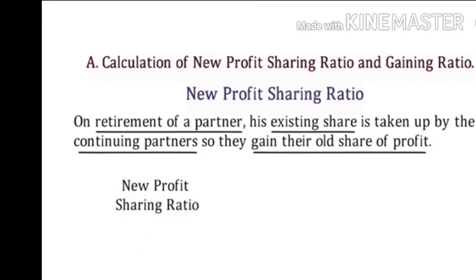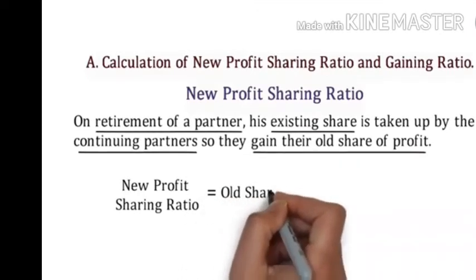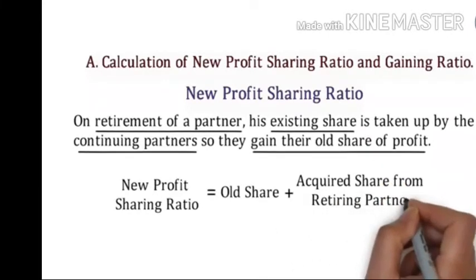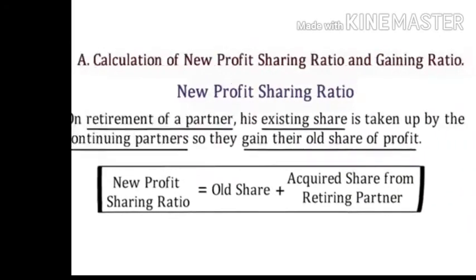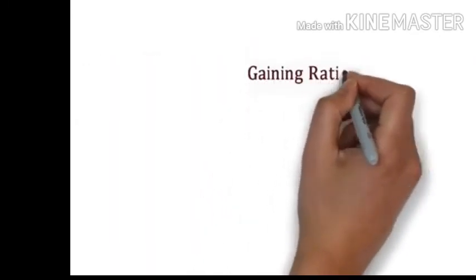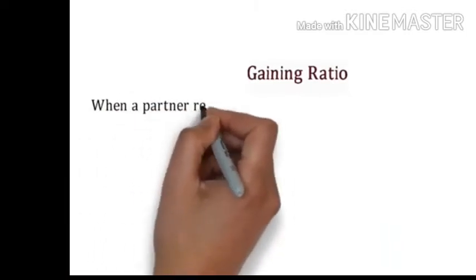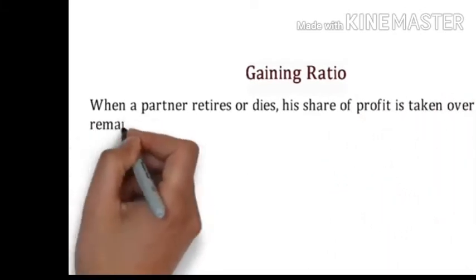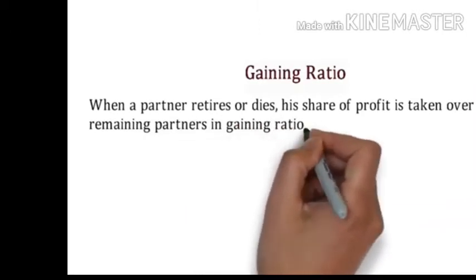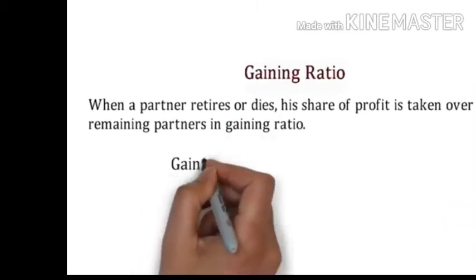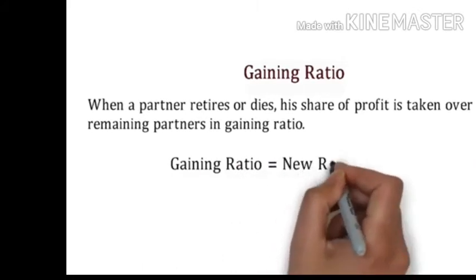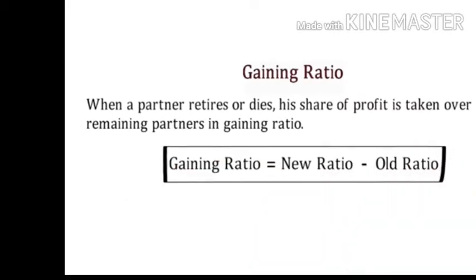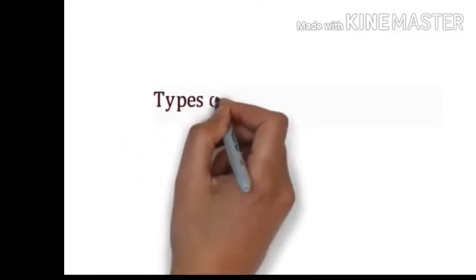So new profit sharing ratio is equal to old ratio plus acquired share from retiring partner. And gain ratio, just now I have explained, when one partner retires or dies, his share of profit is taken over by the remaining partners in a gaining ratio. Our gain ratio formula is, gain ratio is equal to new ratio minus old ratio. These are the two formulas for calculating new profit sharing ratio.